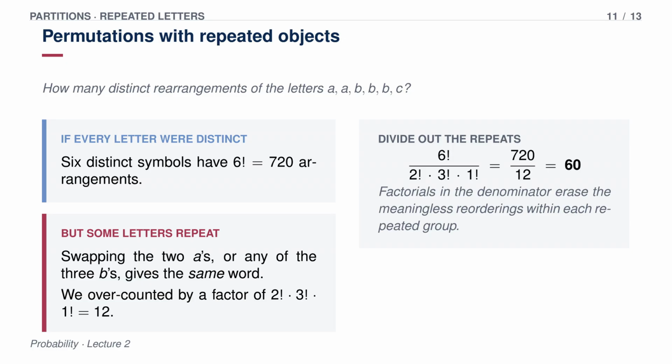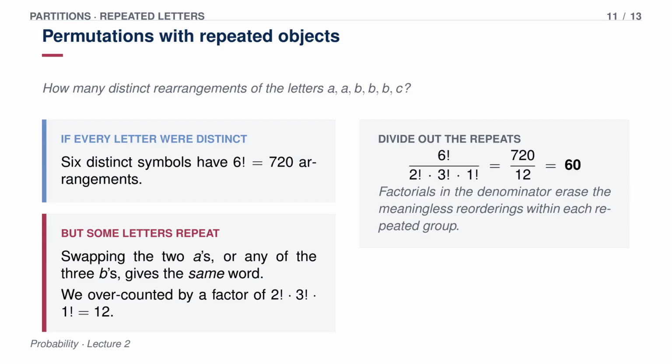We have 2 A's. If you literally pick up the first A and swap it with the second A... You haven't created a new word. No, it looks exactly the same printed on the page. Same goes for the 3 B's. Swapping any of them around changes absolutely nothing. So our count of 720 is a massive illusion. It is drastically overcounting the true number of unique words.